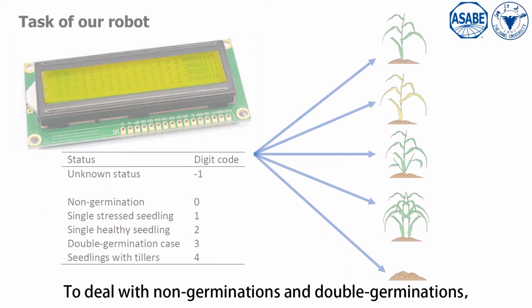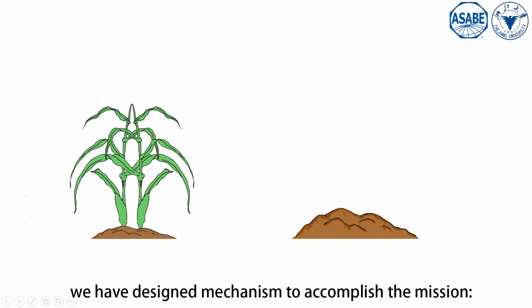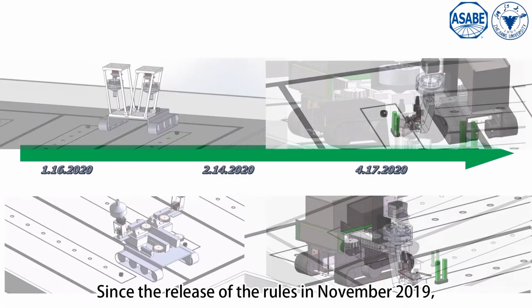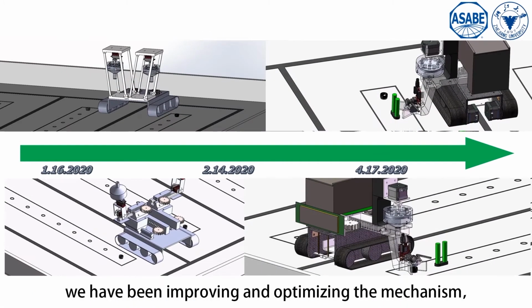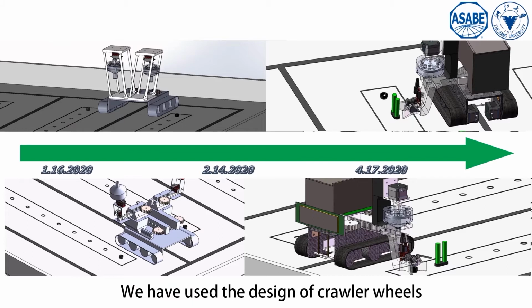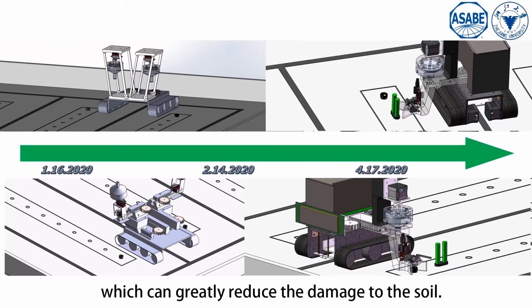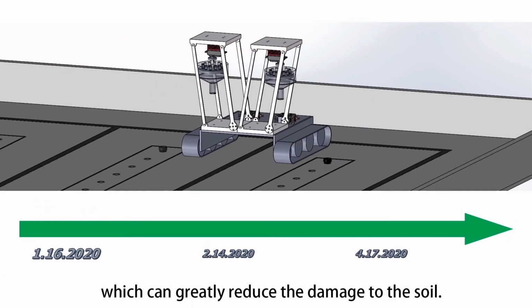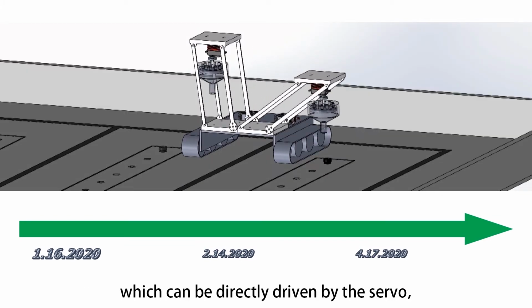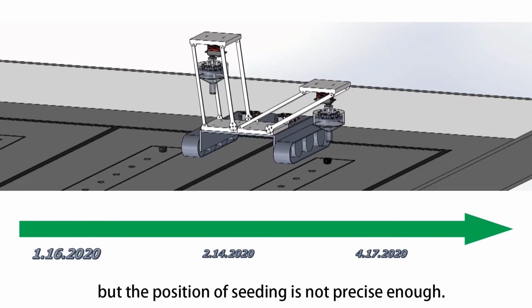To deal with the non-germinations and double germinations, we have designed a mechanism to accomplish the mission. Since the release of the rules in November 2019, we have been improving and optimizing the mechanism, and there have been 3 versions of our concept so far. We have used the design of crawler wheels, which can greatly reduce the damage to the soil. The control of the linkage mechanism is relatively simple, which can be directly driven by the servo, but the position of seating is not precise enough.